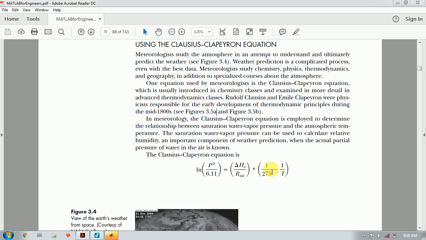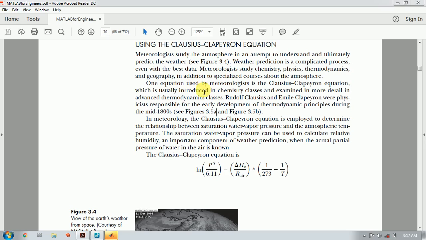Meteorologists study the atmosphere in an attempt to understand and ultimately predict the weather. See figure 3.4, the Earth view from satellite. Weather prediction is a complicated process, even with the vast data. Meteorologists study chemistry, physics, thermodynamics, and geography, in addition to specialized courses about the atmosphere.